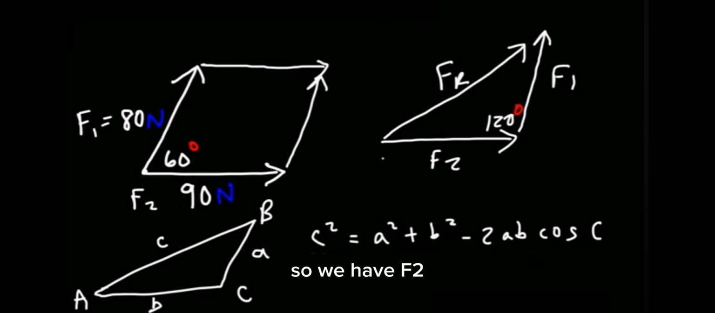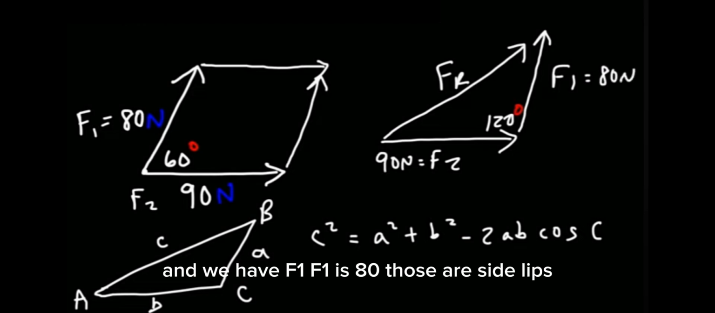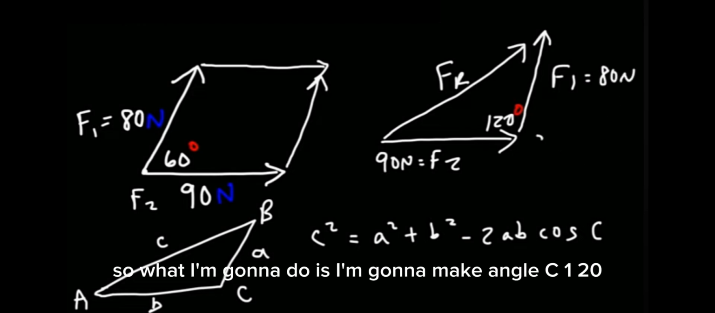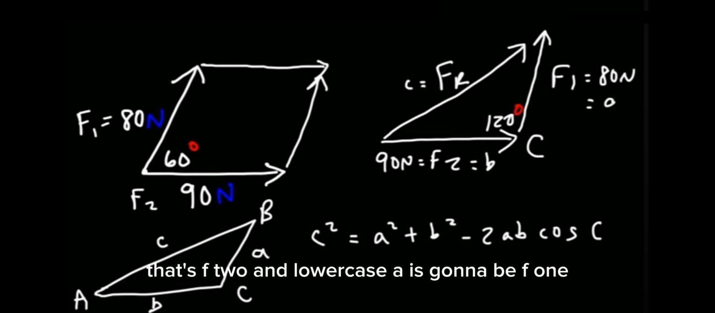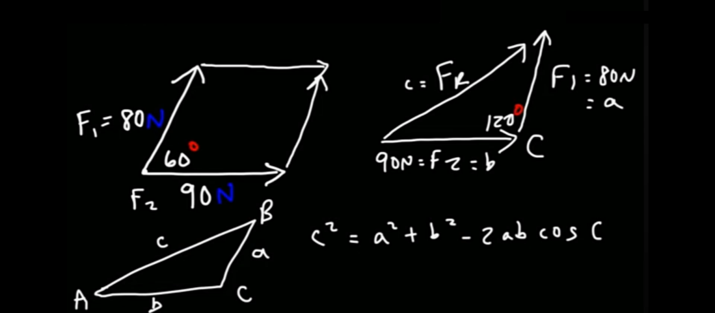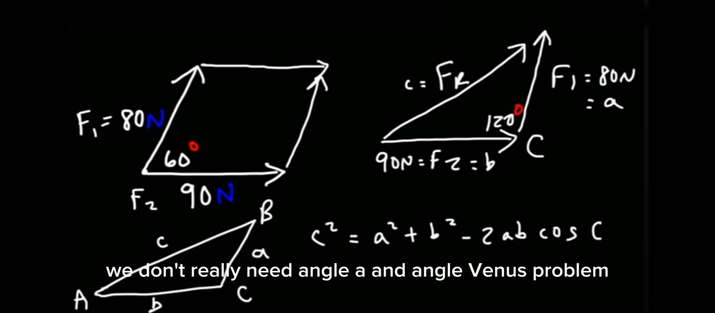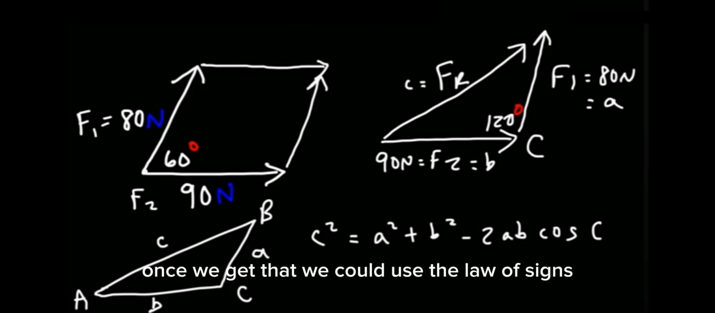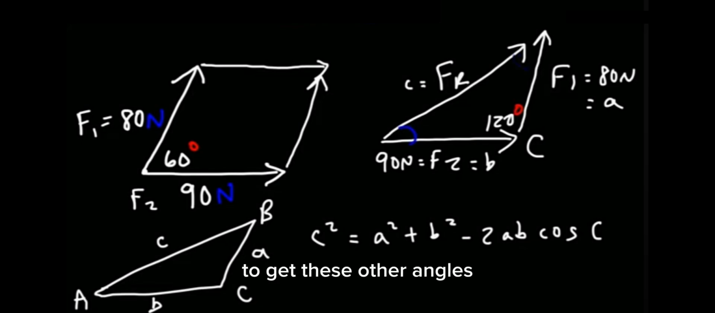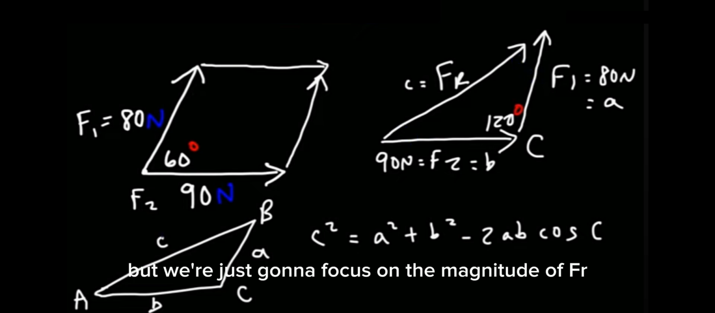So we have F2. F2 is 90. And we have F1. F1 is 80. Those are side lengths. So what I'm going to do is make angle C 120. Lowercase c is going to be FR. Lowercase b, that's F2. And lowercase a is going to be F1. We don't really need angle A and angle B in this problem. Our goal is simply to find the magnitude of the resultant vector. Once we get that, we could use the law of sines to get these other angles if we need it, but we're just going to focus on the magnitude of FR, the resultant vector.